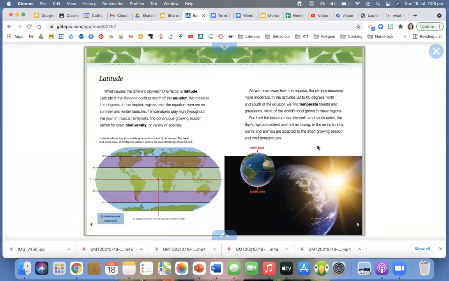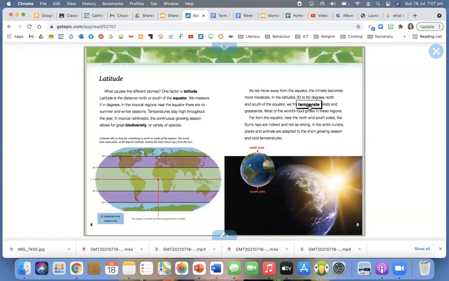As we move away from the equator, the climate becomes more moderate. So if I'm thinking about moderate, I think that's telling me about in the middle. In the latitudes 30 to 60 degrees north and south of the equator. So if I look at the equator, coming back to this map is really helpful. 30 to 60 degrees, I can see N for north and S for south. So I'm noticing that they're a different color. We find temperate forests and grasslands. Most of the world's food grows in these regions.